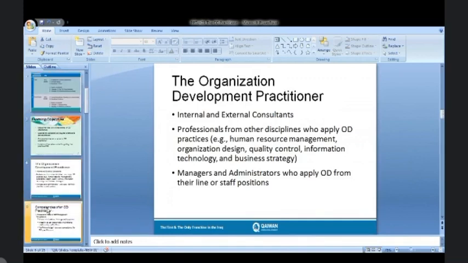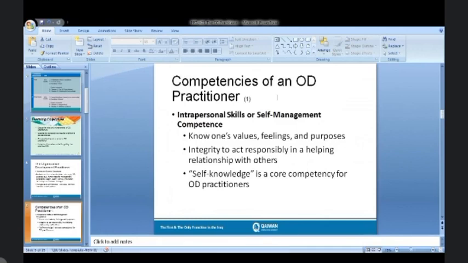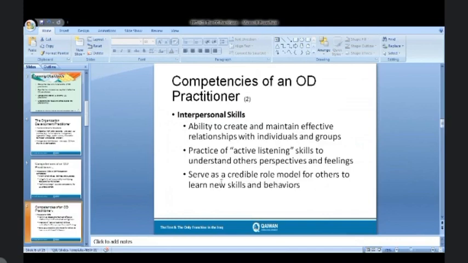Next, under the OD practitioner, are the competencies of the OD practitioner, meaning the skills required. The first is intrapersonal skills: self awareness, self management, knowing oneself, one's feelings and purposes, self knowledge. The next competency is interpersonal: the ability to create and maintain effective relationships with individuals and groups, practicing active listening and serving as a role model.